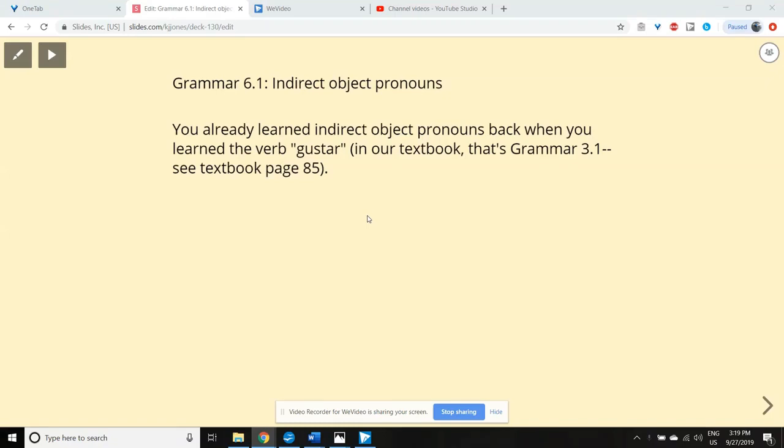Everybody. So this is our little video conference covering Grammar 6.1 in your textbook, and we are going to talk about indirect object pronouns. And of course, by we, I mean I am. I'm going to talk about indirect object pronouns.